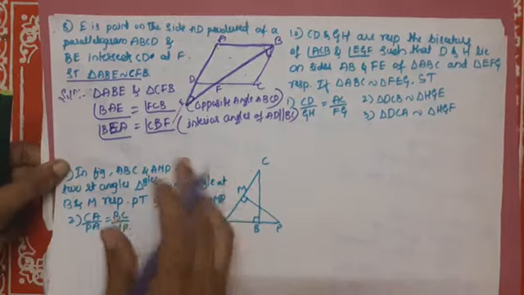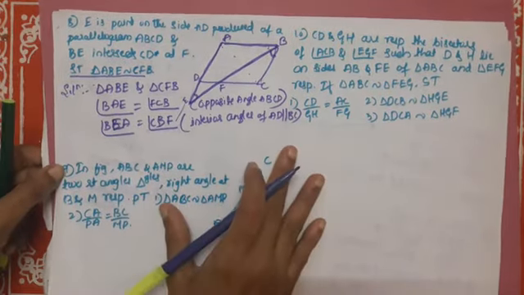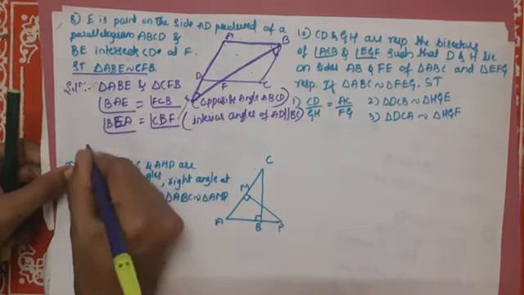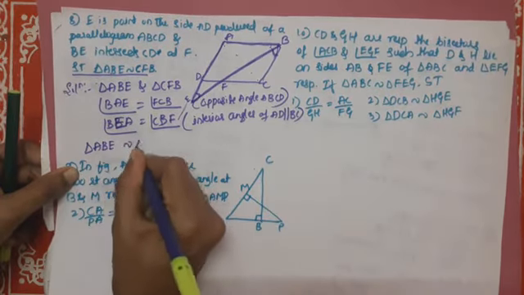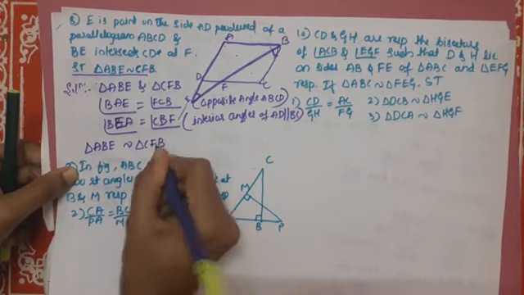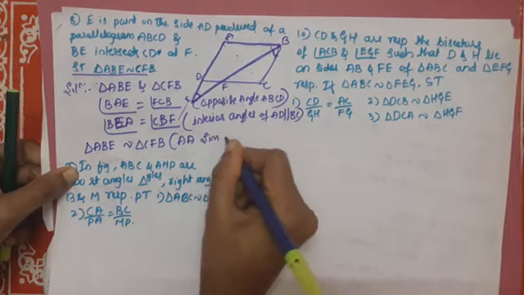Then if two angles are equal, automatically the third will be equal. Therefore these two are similar. Triangle ABE is similar to triangle CFB by the angle similarity criteria.